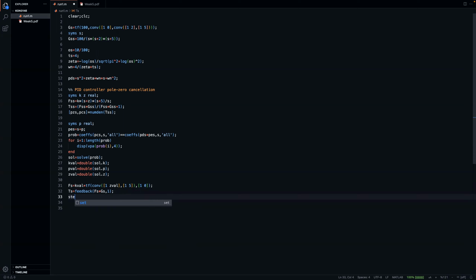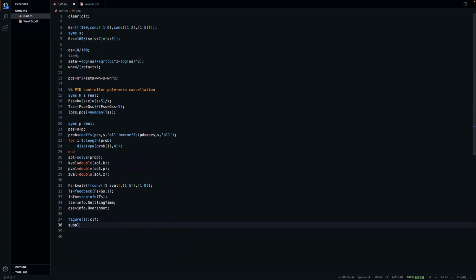And now from this point on, we can just gather some data like TSE, info.settling time, OSE, info.overshoot. What else do we have? Well, let's create a figure. Let's have a subplot.